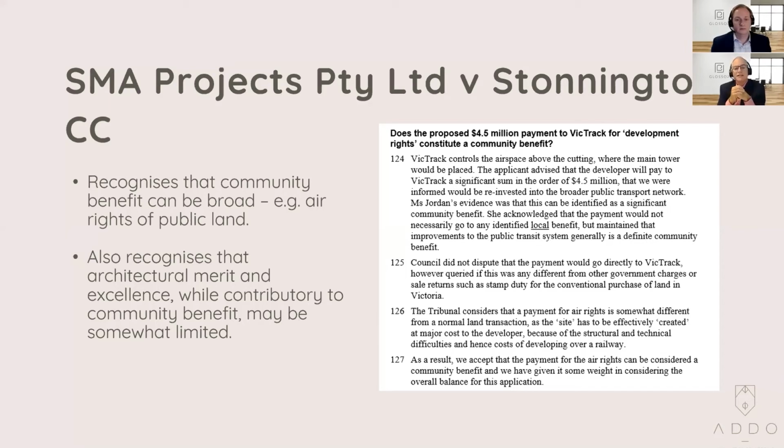And the Tribunal said that this payment for air rights can be considered a community benefit, even though that community benefit would be unlikely to accrue locally. That is to say, the money that would be paid to VicTrack was unlikely to be spent in the vicinity of the Chapel Street activity centre, but would go into a pool through which VicTrack would apportion that money towards rail improvements for the benefit of the state of Victoria. And that was a point acknowledged in the permit applicant's evidence presented by Ms. Jordan.